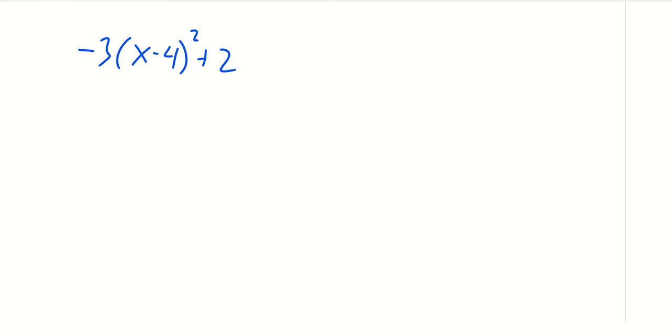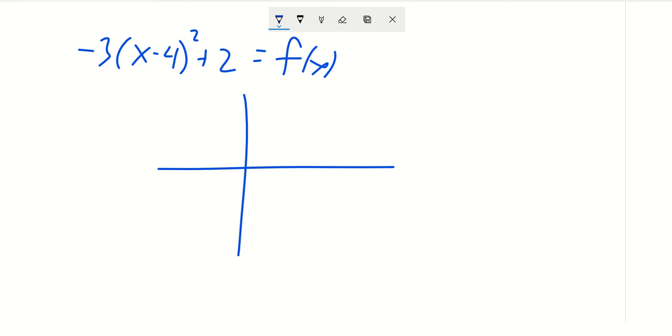So if we wanted to graph negative 3 times (x minus 4) squared plus 2, so this is equal to f of x. We said we knew a few things. We said we knew that the vertex was at (4, 2), so that's 1, 2, 3, 4, up at 1, 2. So here's our vertex. We also know that it's going to open downwards.